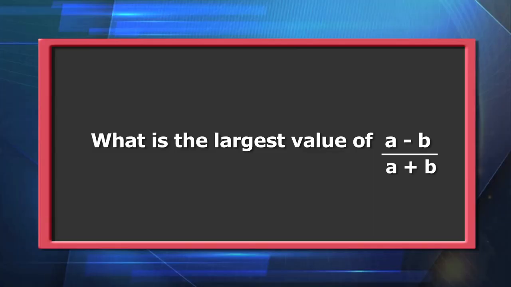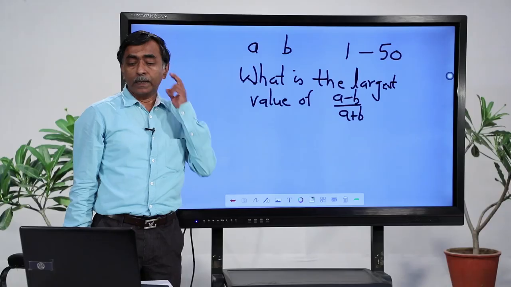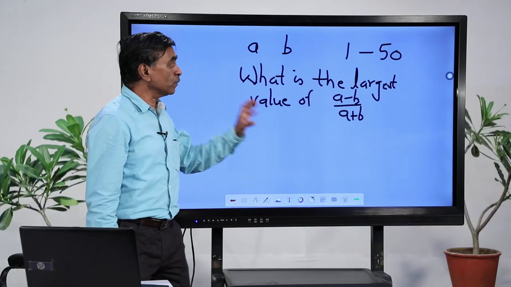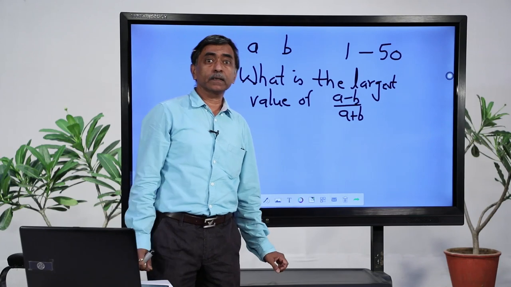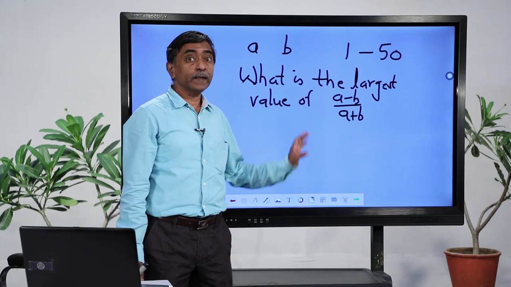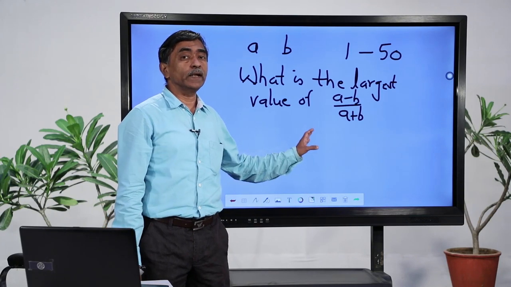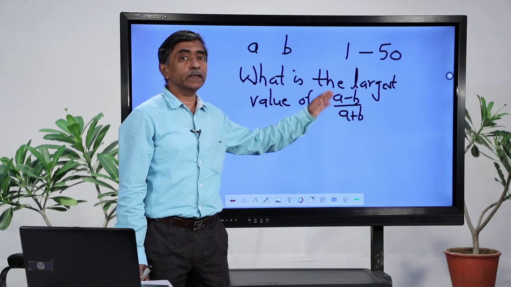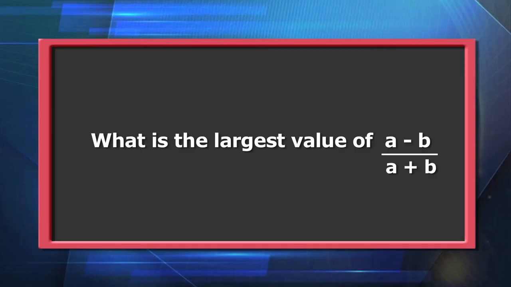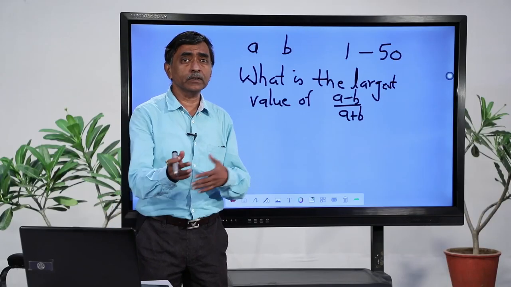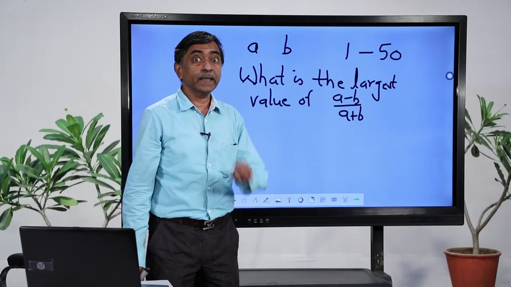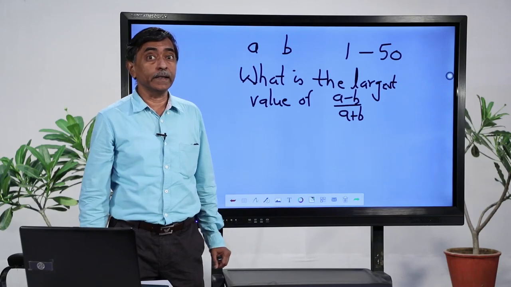The question is, what is the largest value of (A minus B) upon (A plus B)? Let us think for a moment, what can be the largest value here under the given situation? If I take, suppose, A is equal to 20 and B is equal to 2, I will get here 18 upon 22. If I take A is equal to, say, 21 and B is equal to 19, try these different combinations here, and then finally you can settle down to the idea.